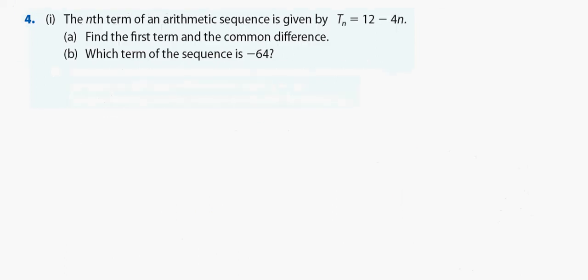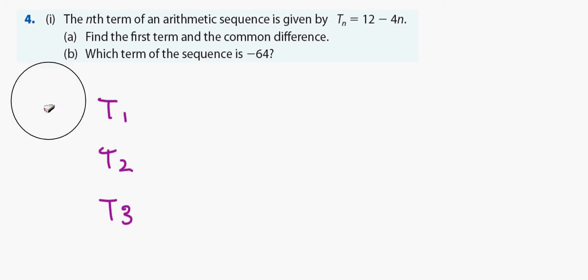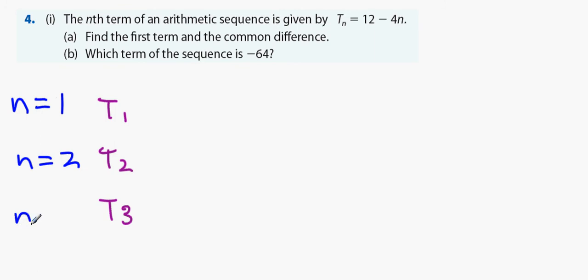Next one. The nth term of an arithmetic series is given by 12 minus 4n. Find the first term and the common difference. Now the thing to remember about arithmetic series is to just replace in values for n. So the first one is to find out what T1 is. For T1, n equals 1. For T2, n equals 2. And for T3, n equals 3.